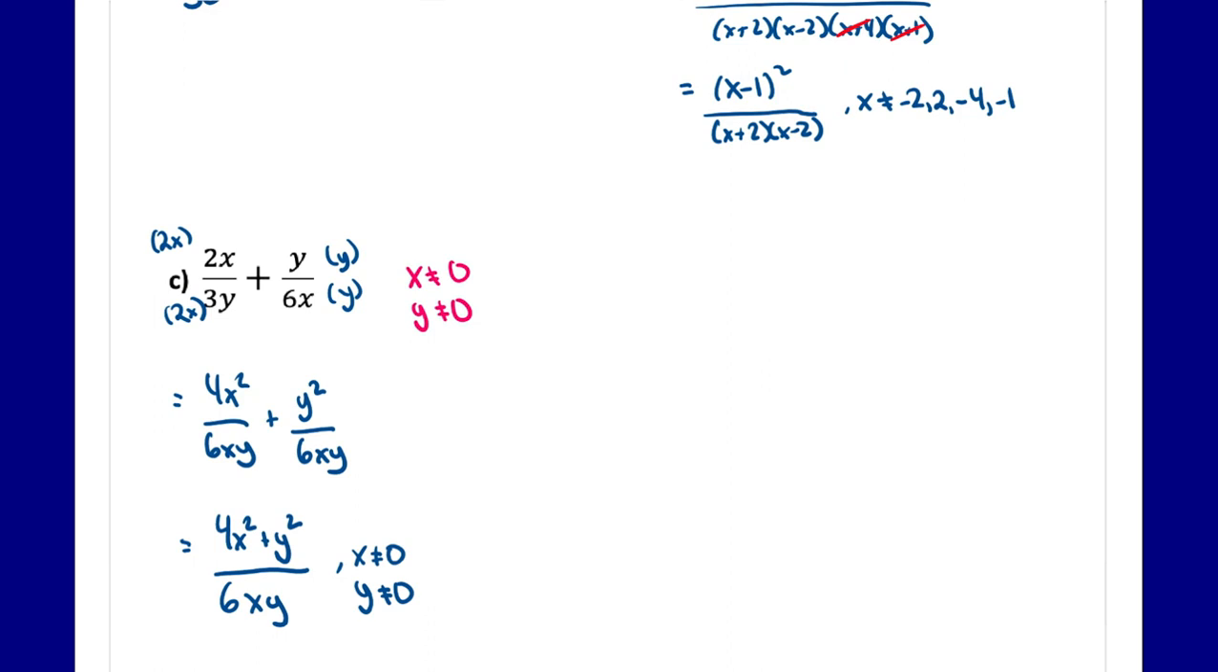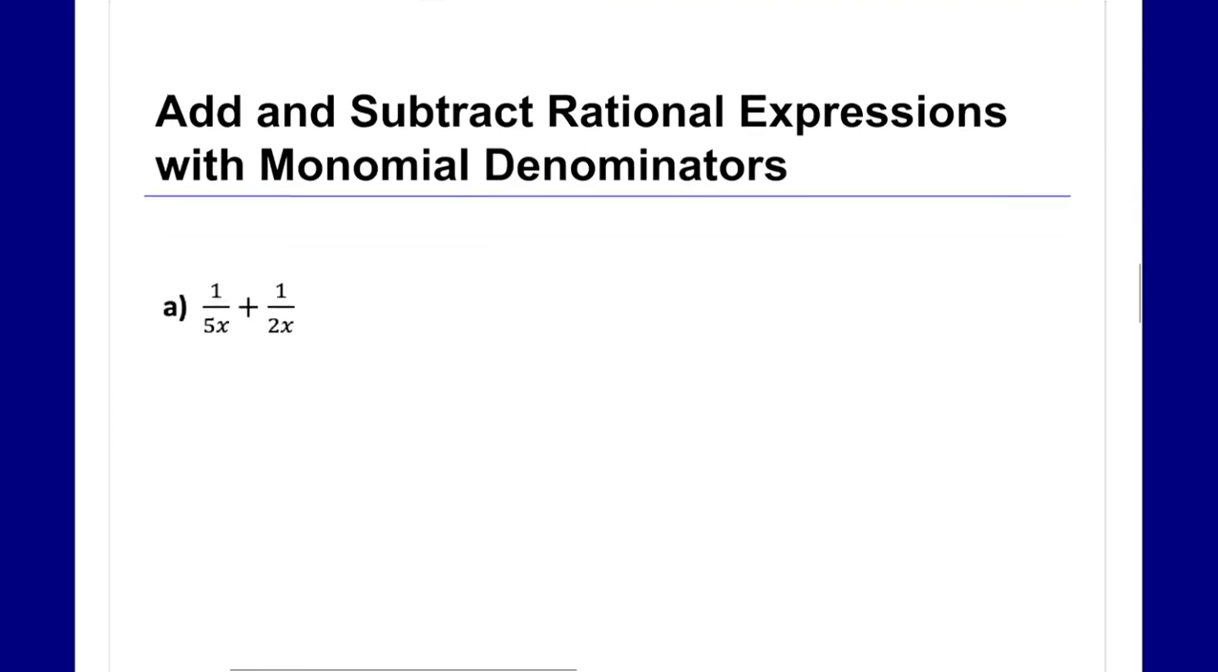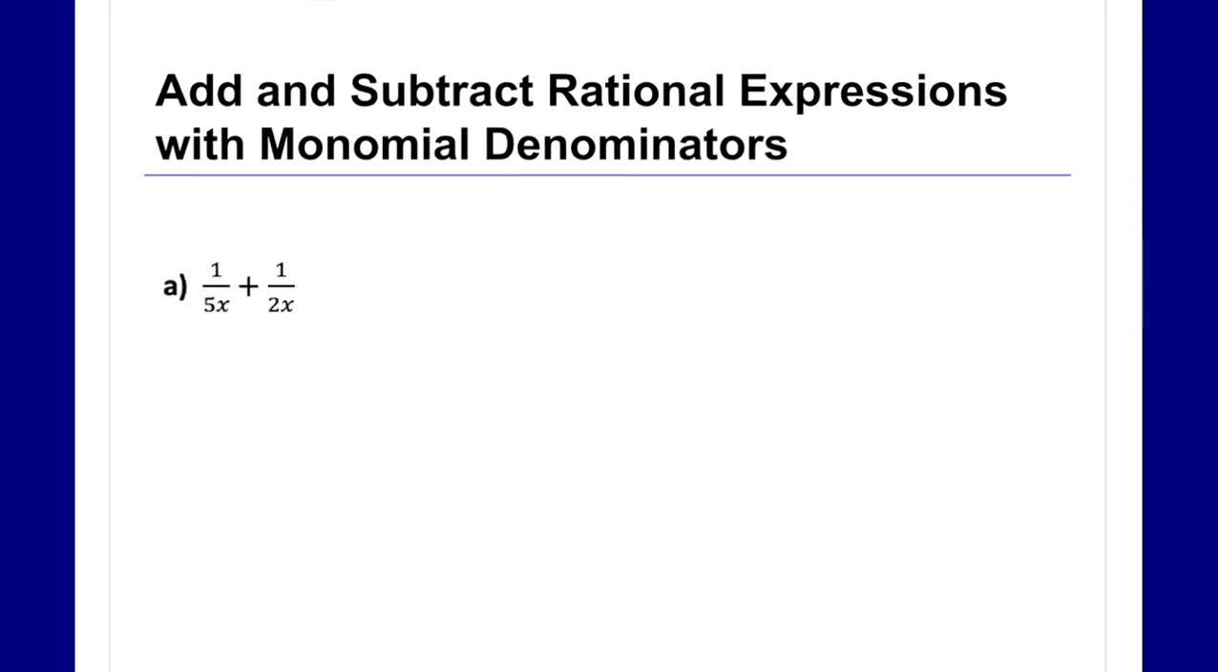So what we're doing in example C is what we're going to be looking at in more complex terms. But it's the idea of getting a common denominator and, again, still looking for restrictions as we go through. So first we're going to look at examples where we have a monomial denominator. It's the simpler version, similar to what we just looked at. There's only one term in the bottom that we have to worry about.